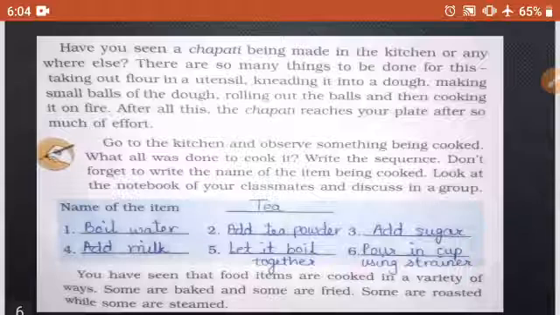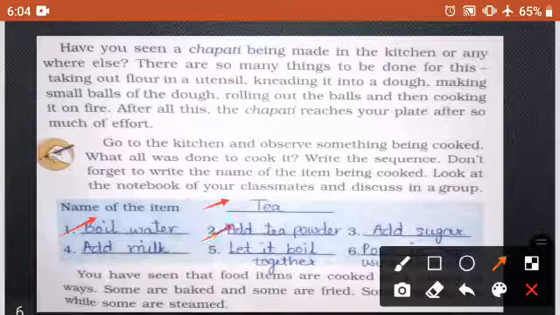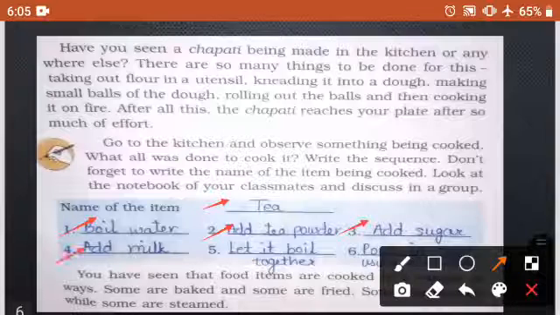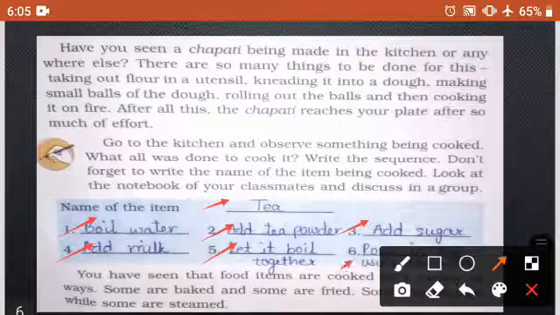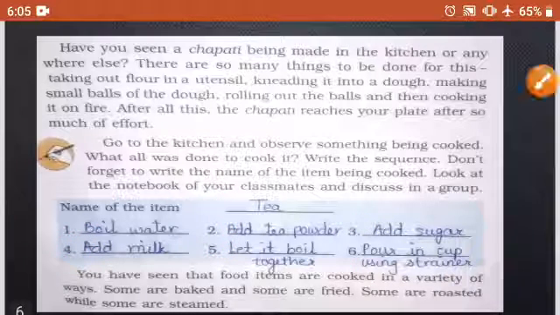So here we are in the house. You have to go and observe how he is making tea. Here I have given some points on how tea can be made. Name of the item, you can write tea. First, boil water. Second, add tea powder. Third, add sugar. Fourth, add milk. Fifth, let it boil together. Sixth, pour the tea in a cup using the strainer. So this is how you can make tea.